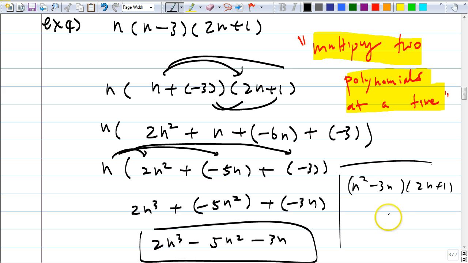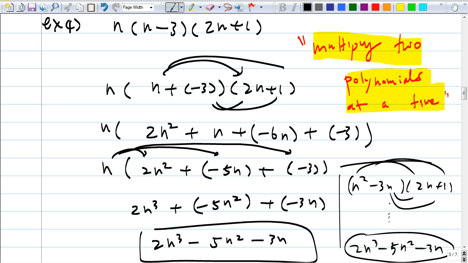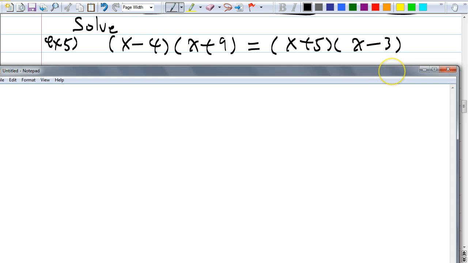So after you do this, if you multiply it correctly, you do this times this times this. You should get 2n cubed minus 5n squared minus 3n. You get the same result. Okay? Is that what you're asking? All right. Any questions? Does that make sense, guys? All right. Okay, now let's do example 5.